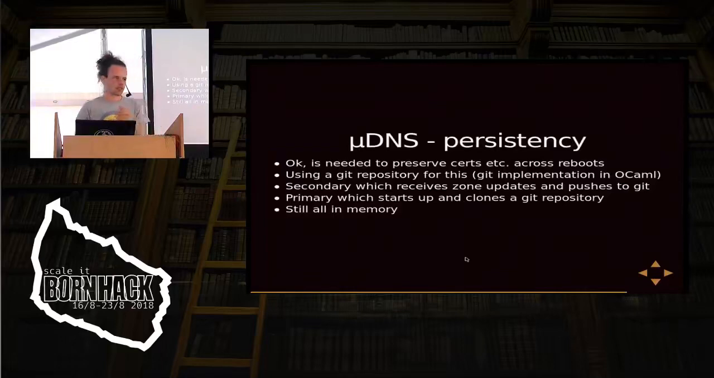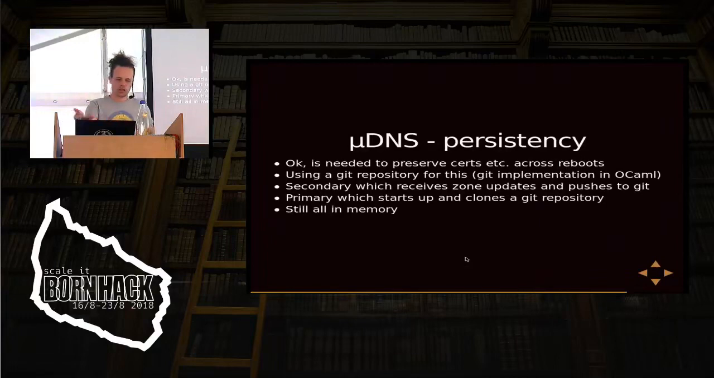In UDNS, I also have persistency using Git, because, as I mentioned, in MirageOS we have a Git implementation. Now I can just push zone updates also to a Git repository and commit that. And the primary can retrieve Git information.